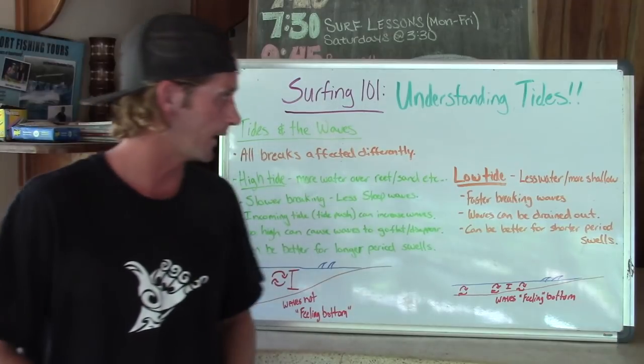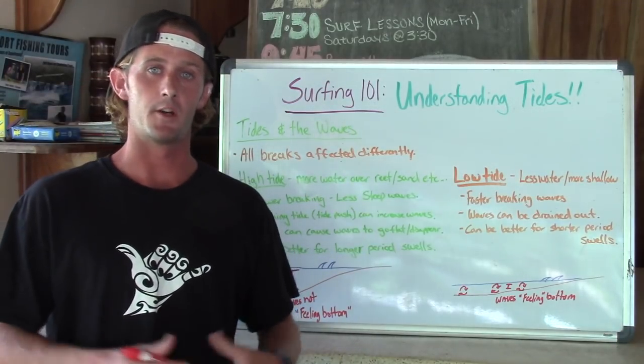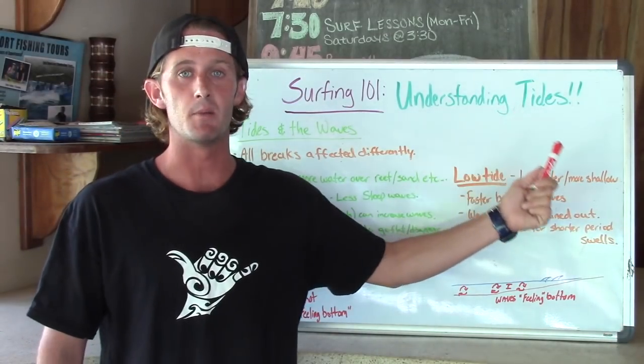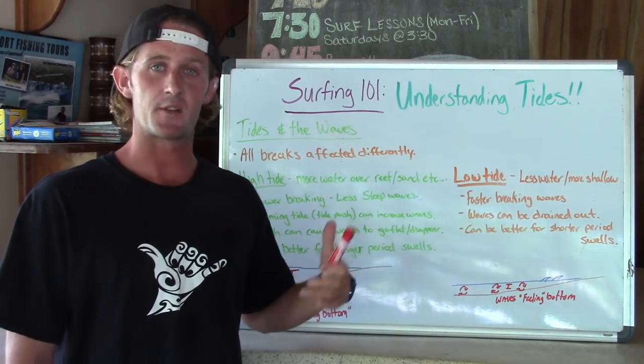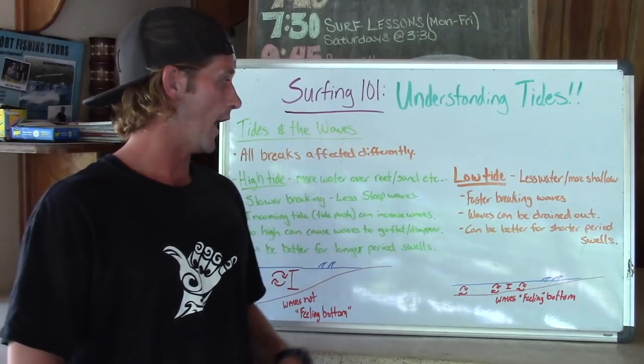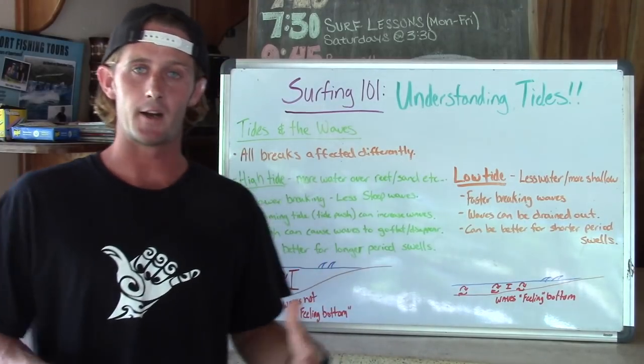Now moving over to low tide. Low tide, we know, is when the water sucks out. There's going to be less water. It's going to be more shallow over the sand, over the reef, over the rocks. Typically, it makes faster breaking waves. The waves can be what's called drained out. It's another piece of terminology.